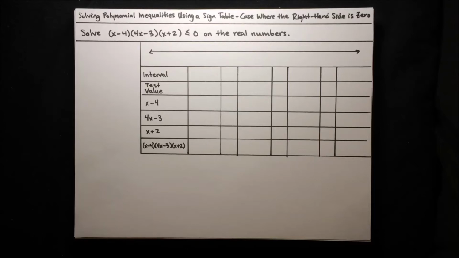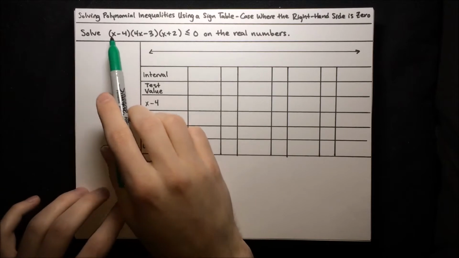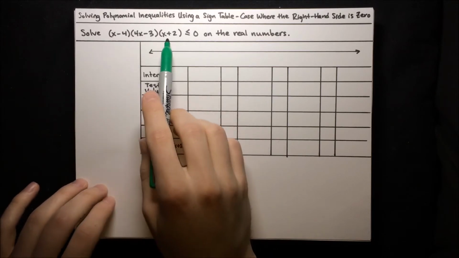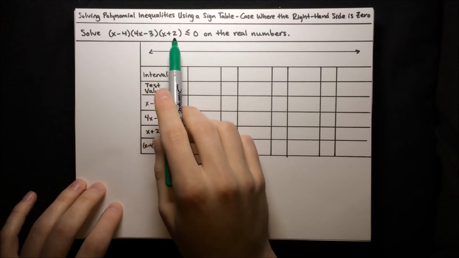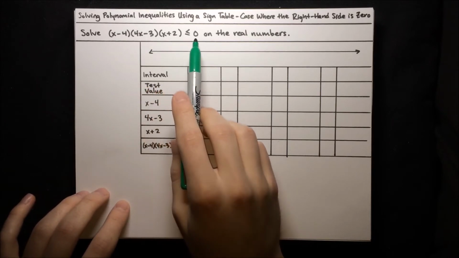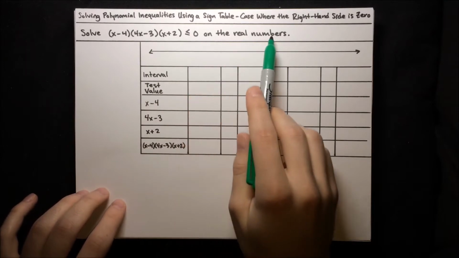In this video, I'm going to show you how to solve polynomial inequalities using a sign table, and in particular, we're going to consider the case where the right-hand side is 0. So here we want to solve this inequality, three factors multiplied together, (x - 4)(4x - 3)(x + 2), and that is less than or equal to 0. We want to solve that on the real numbers.